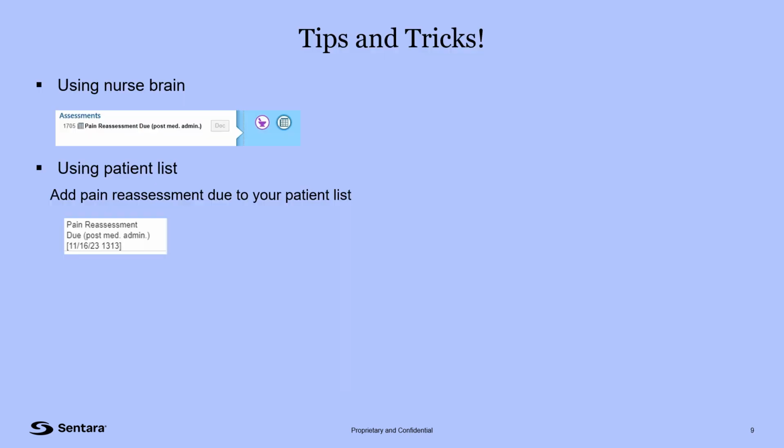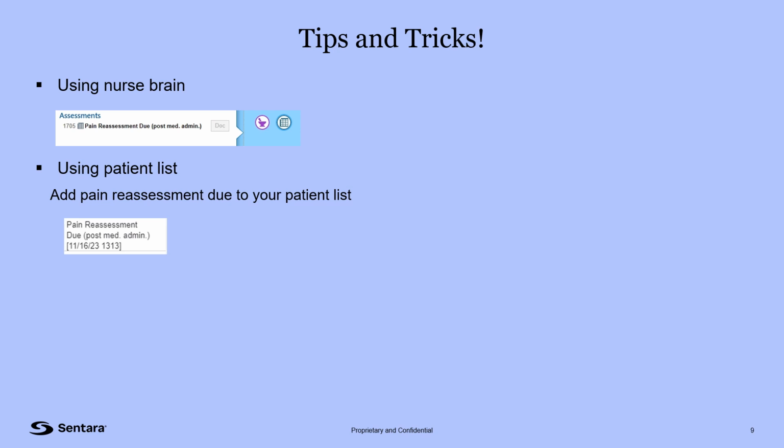A couple tips and tricks to make sure that you have documented and reassessed, especially for the reassessment, is one, to use the nurse brain. So looking at the nurse brain for those pain reassessment due. What it won't tell you, it'll satisfy it if you use the verbal pain score. So the Epic doesn't know what our report's running. And so if you get a check mark off of here and you use the verbal and you don't get credit somewhere else, that can be problematic.